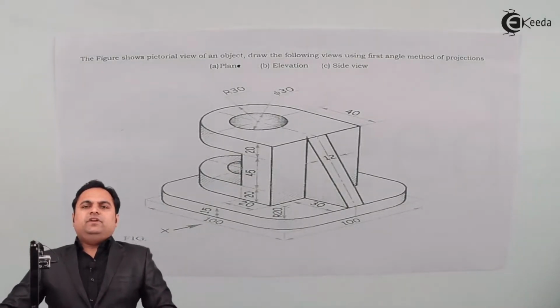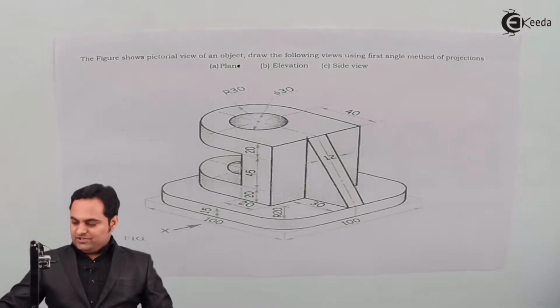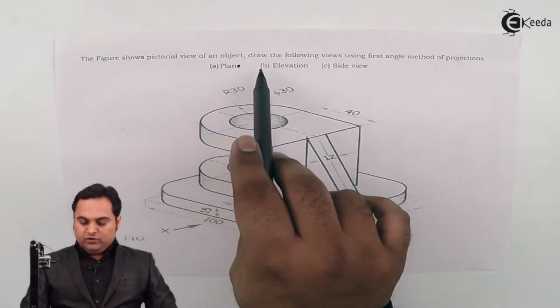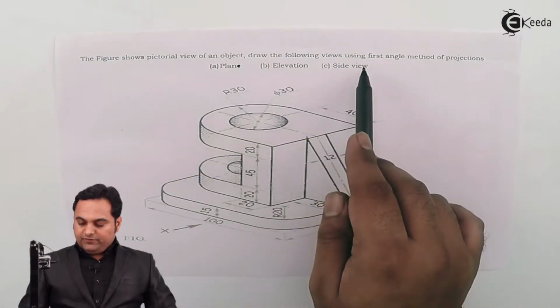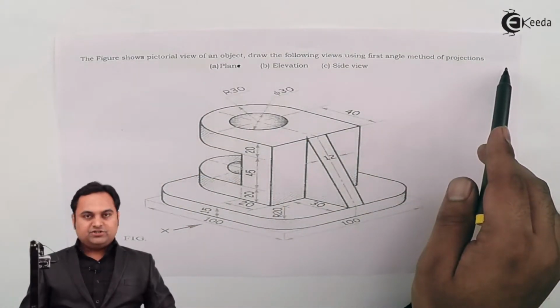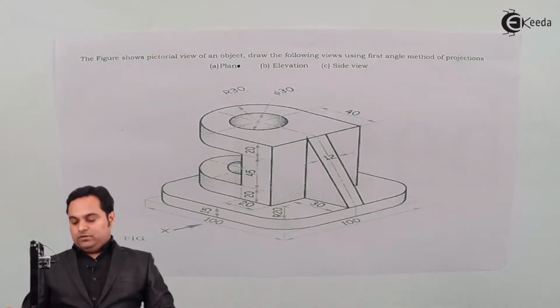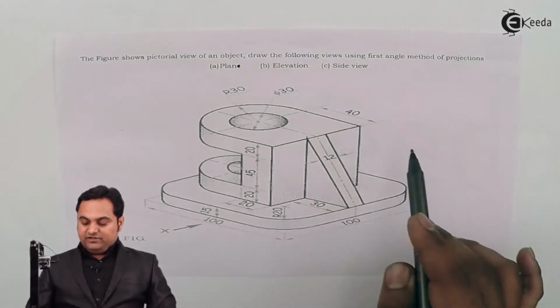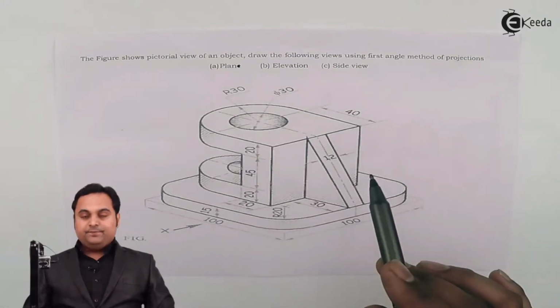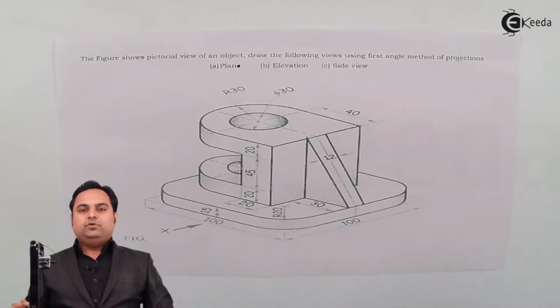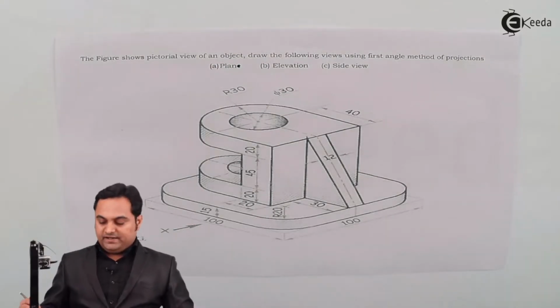In this video we are going to see a problem on orthographic projections. For that, here we have a question. The figure shows a pictorial view of an object. Draw the following views using the first angle method of projection: plan, elevation and side view. This is the diagram which is given to us. This is a 3D diagram and we have to convert it into orthographic projection, that is, 2D diagrams.